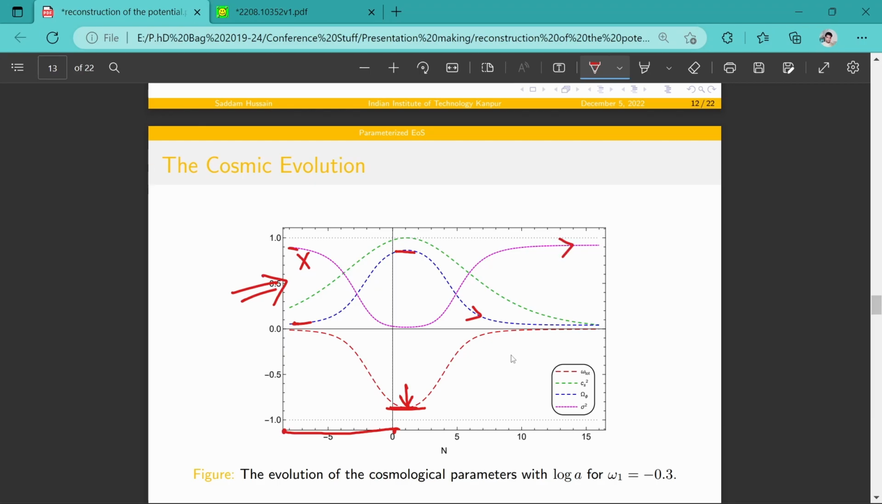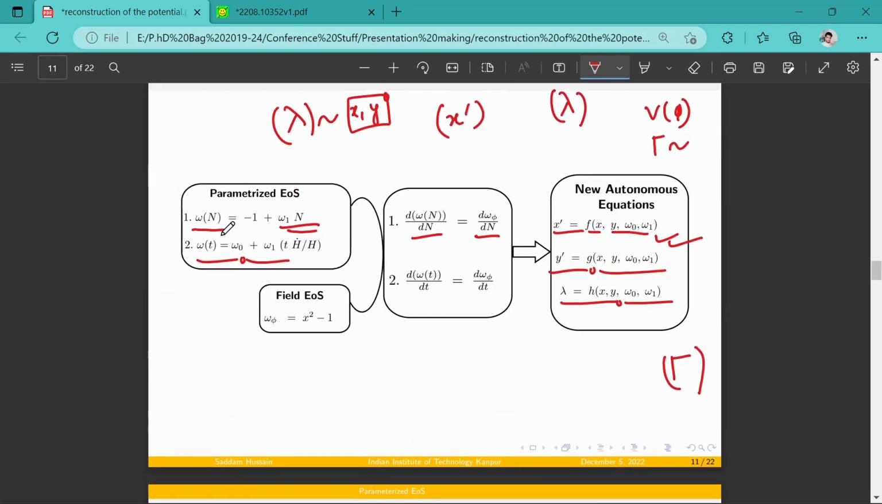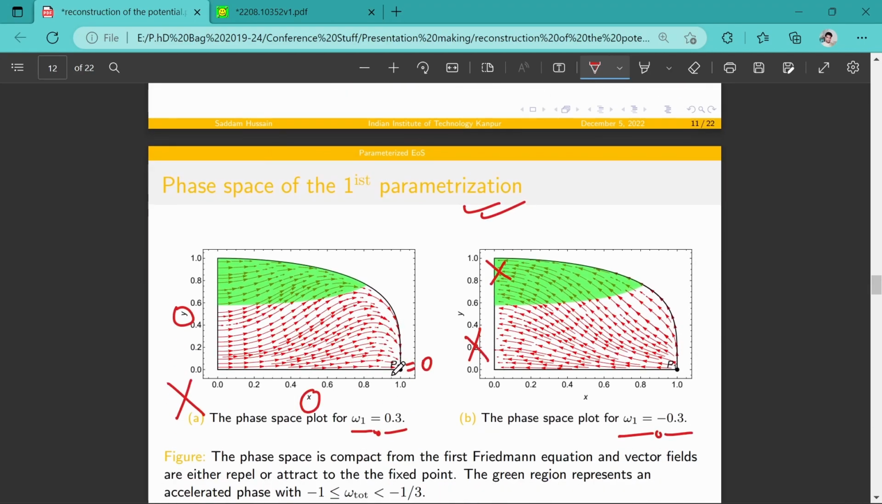So in some sense, it is creating some kind of problem, that no, it is not possible. Therefore, we are saying that if your omega is negative, again your green region is not stable. Therefore, it is not physically viable. So yeah, if we are choosing the first Taylor series parameterization of the equation of state, this does not give you a fruitful result.